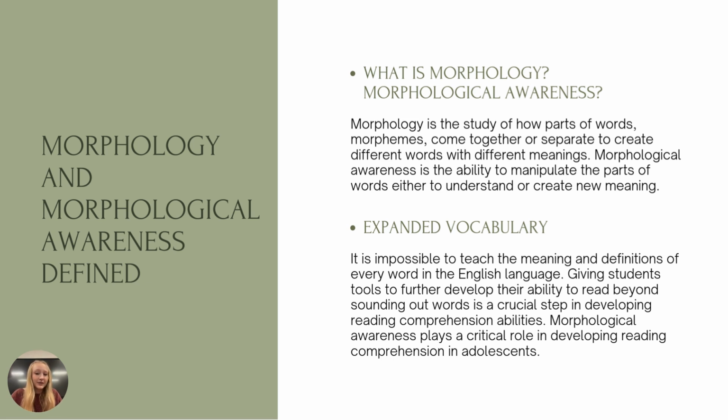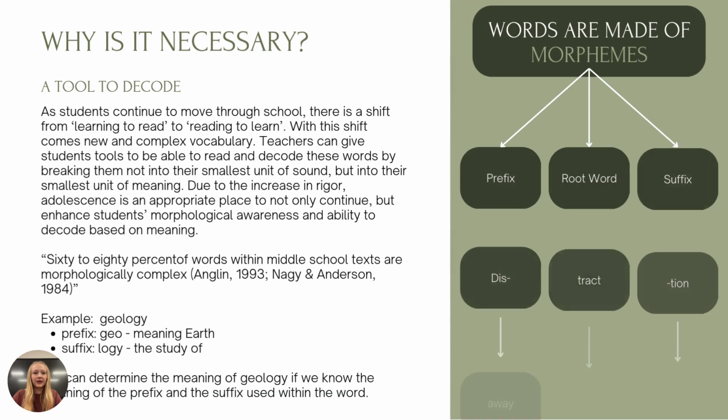This is important because it is impossible to teach the meaning and definitions of every single word in the English language, especially as we are moving into middle school, where the texts are more morphologically complex. There are longer words, there are more rigorous words, and students need to have the tools and ability to define these words independently without having a teacher or an aide or a friend help them in this regard. It is critical for developing reading comprehension in adolescent students.